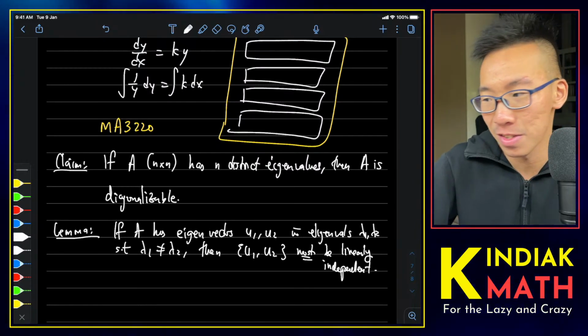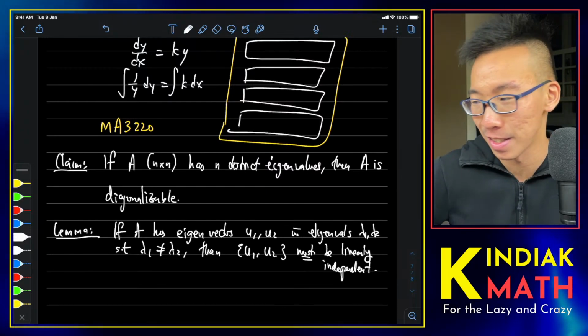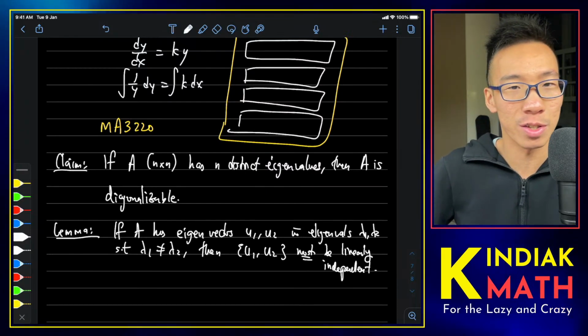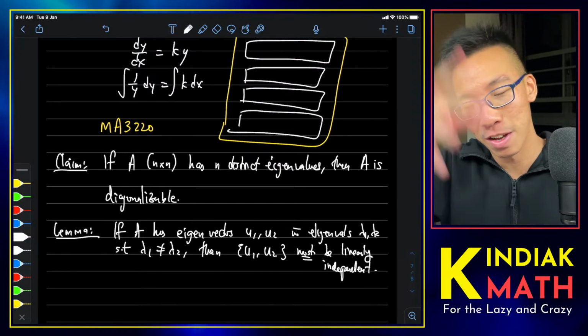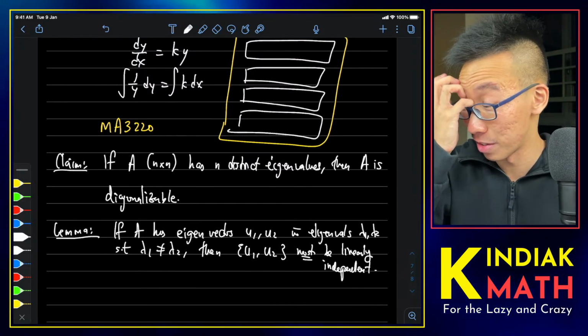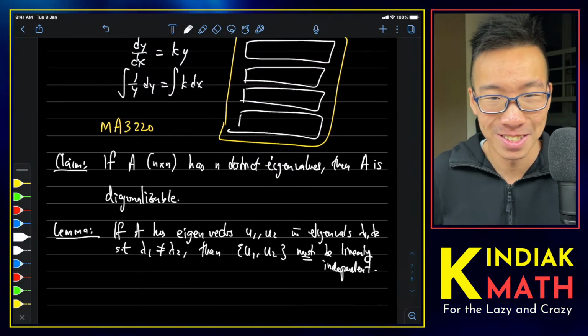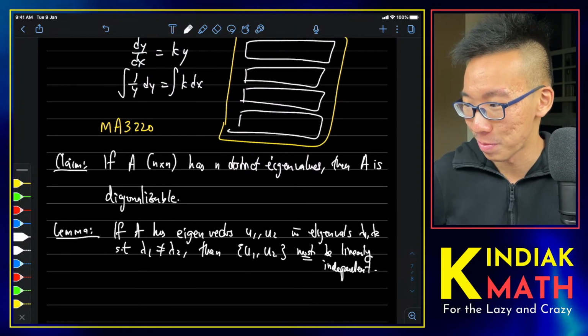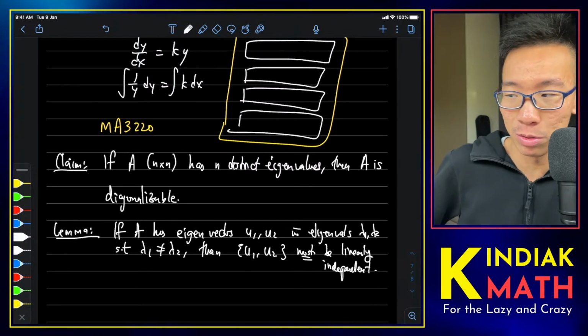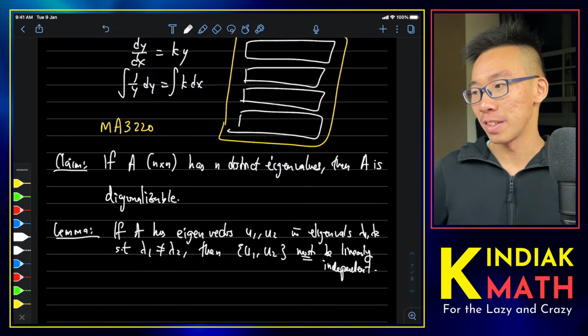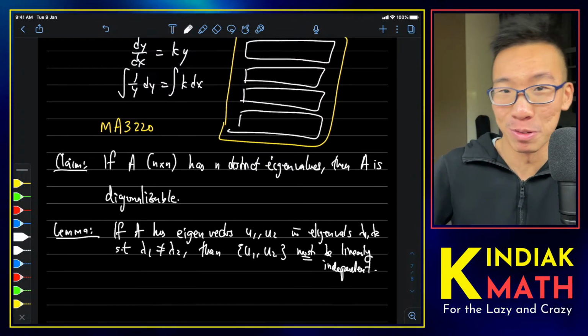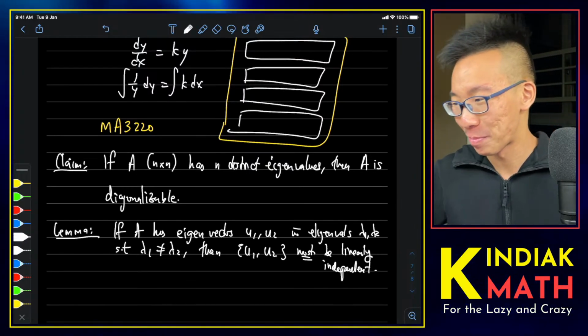I proved it as a post-class discussion, I think last Tuesday. Some of your friends have those notes, so you can go and get them if you're curious. You can prove the lemma and then use the lemma to prove the claim. So that's that.